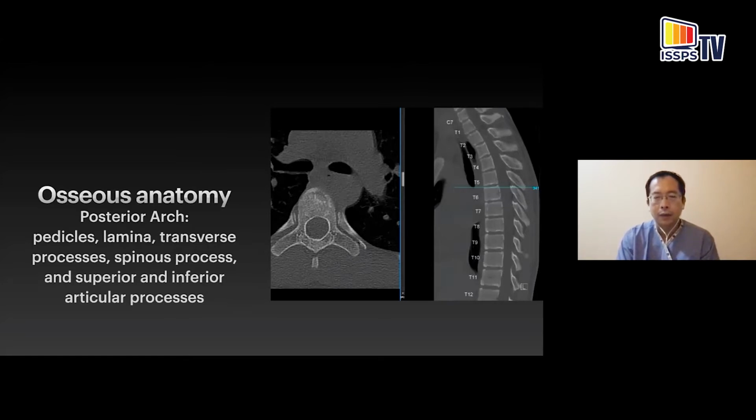Adjacent to the transverse process are the ribs. The ribs have two articulations. One, the head articulates with the vertebral body, the costovertebral joint. And as you travel laterally, it then articulates with the transverse process, and it is bound by the costotransverse ligament. So this is the costotransverse joint.